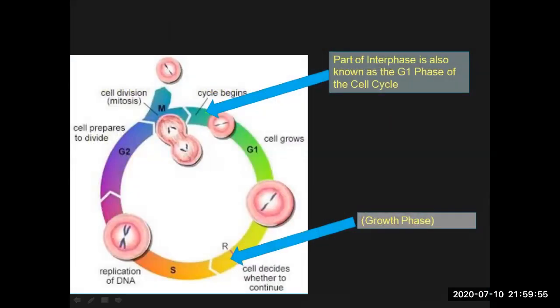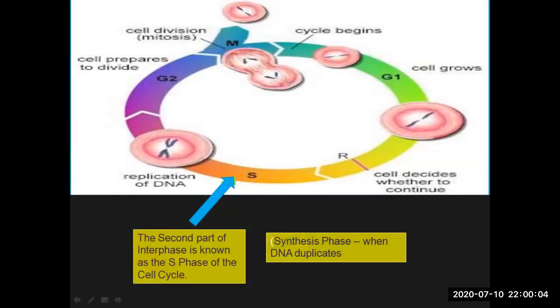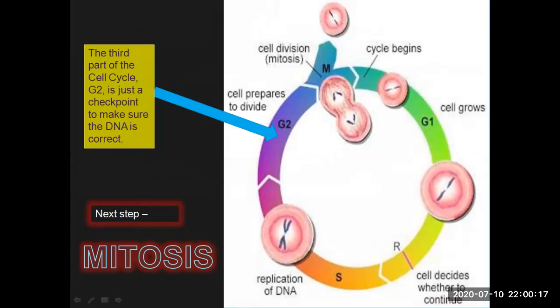Now, here we can see the first part of interphase, known as the G1 phase or growth phase of the cell cycle. The second part of interphase is known as the S phase, that is the synthesis phase of the cell cycle. In the synthesis phase, the DNA duplicates. The third part of the cell cycle is the G2 phase. It is just like a checkpoint that makes sure that the DNA is correct.